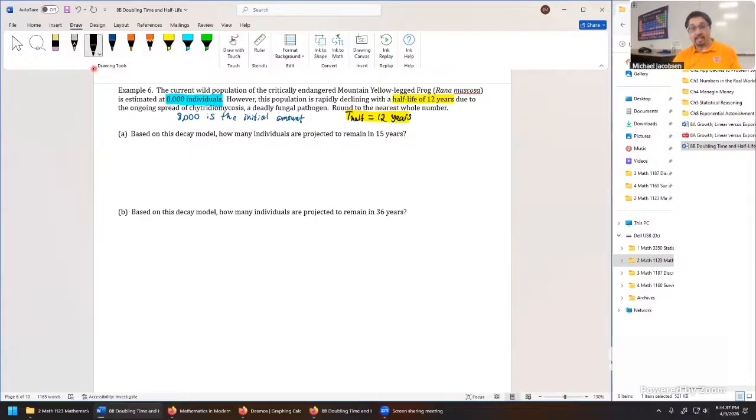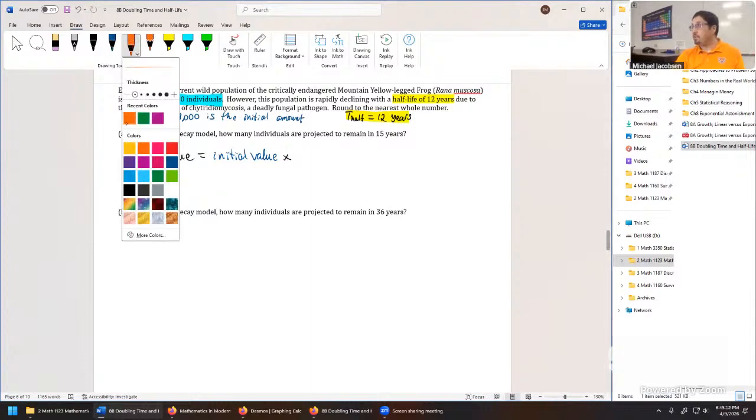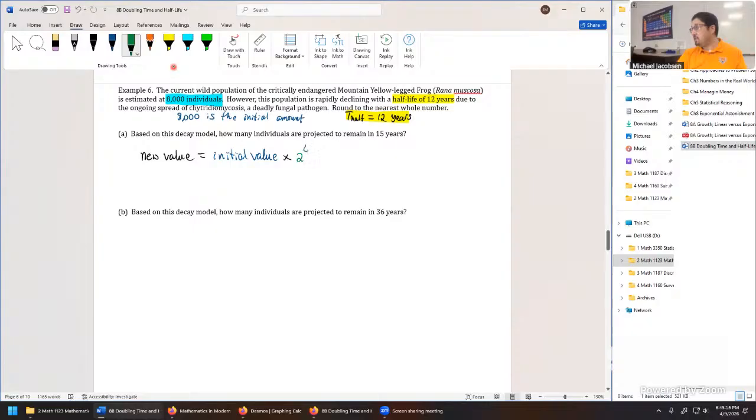We need to use this formula. Let's write it down on paper. The new value is going to be the initial value multiplied by the fractional rate at which it decays, which is 2 to the power of t divided by t double. So that's the formula we're about to use.